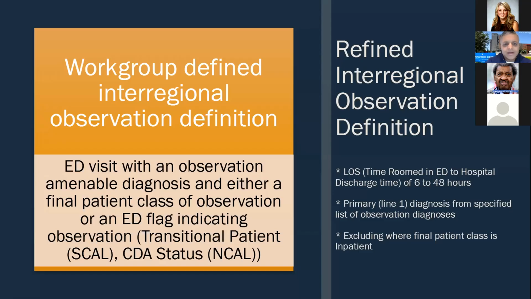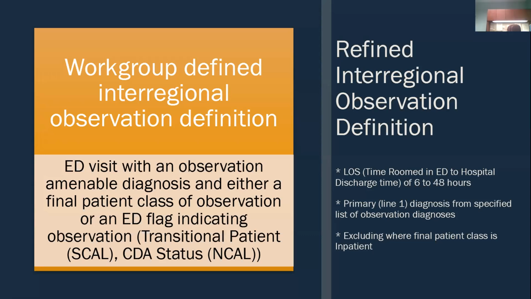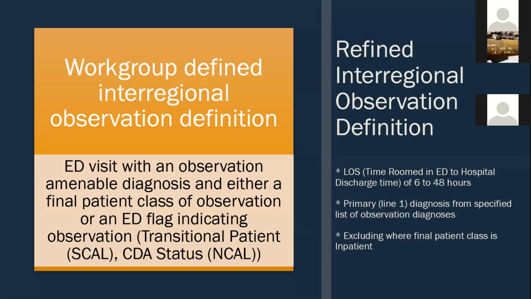So this is how we finally refined our definition, which took a lot of work, believe it or not. It wasn't as simple as I thought it was going to be. People had to be anywhere from 6 to 48 hours length of stay, from the time they were actually roomed in the ED, so in case there were wait times in the lobby, we did not want to include that. The primary diagnosis had to be one of the observation diagnoses that we identified, and we obviously excluded inpatient status.